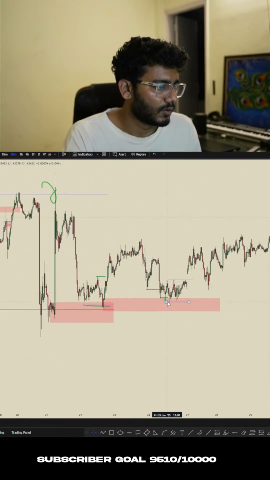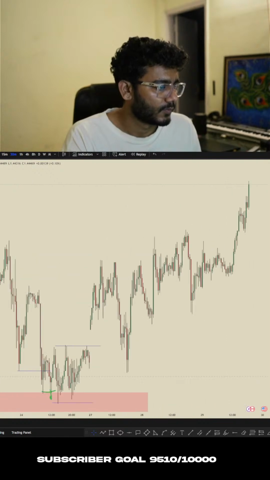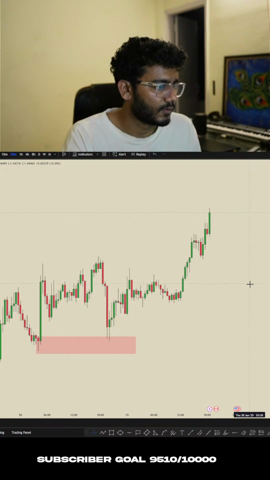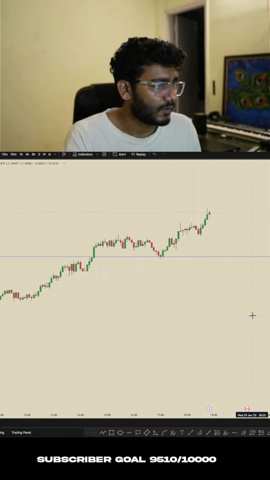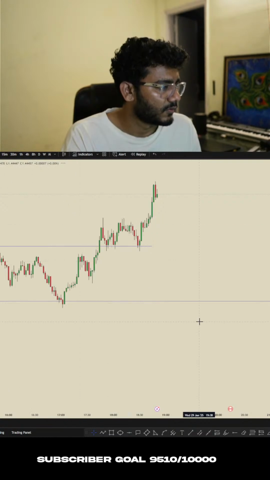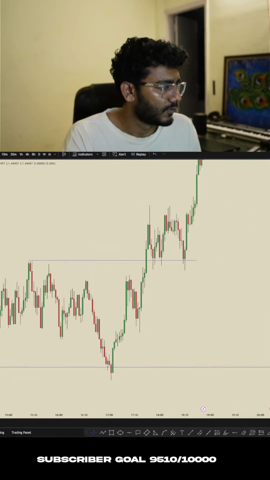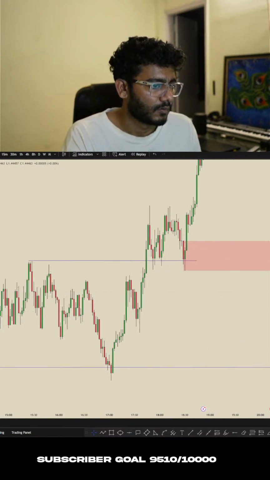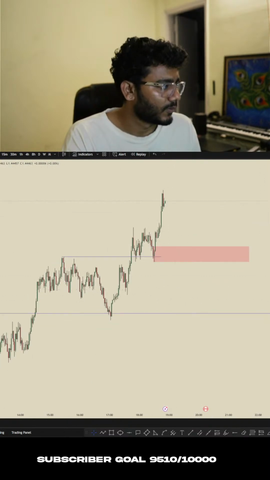We also caught this move to the upside. Order block, rejection. Price rejected this high, low, sorry, high. It's going to the upside. Price broke the structure. 1 minute, 3 minute. We have this order block and this order block. So this can be a scalping trade to the upside. We have two order blocks.